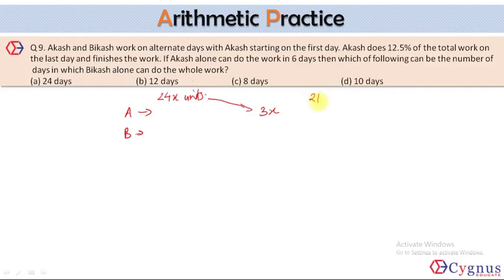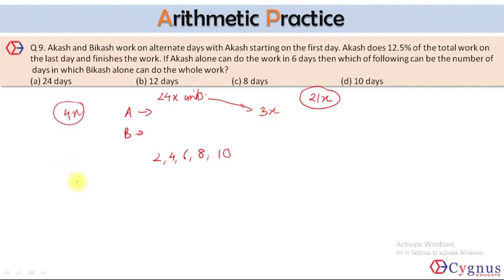So out of 24x, Akash will do 3x on the last day. That means how much work is left? 21x units of work is left. And it's also given that he can do the whole work in 6 days. 24x units in 6 days, that means his 1 day's work must be 4x units. Now I don't know for how many days they'll work, that is not given. 21x units of the work is done in either 2 days or 4 or 6 or 8 or 10, and after that Akash will work for 1 more day and he'll finish the remaining 3x.